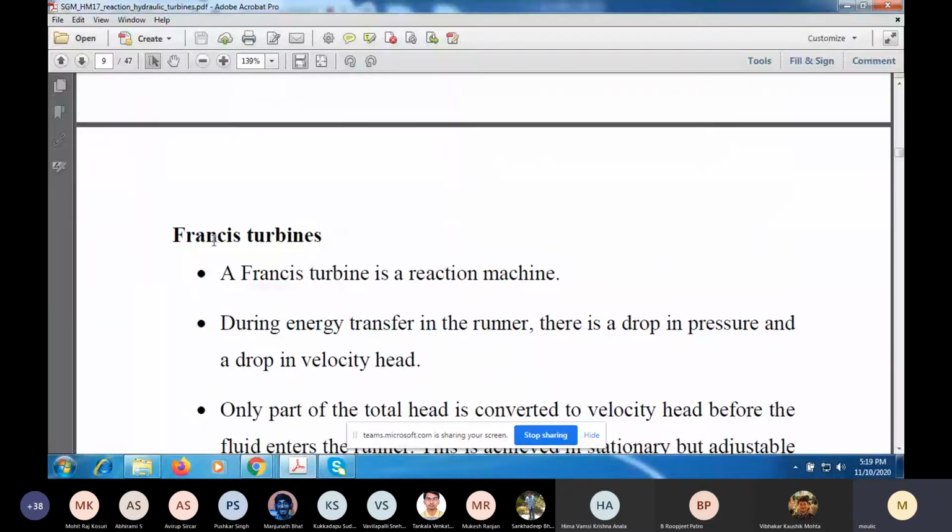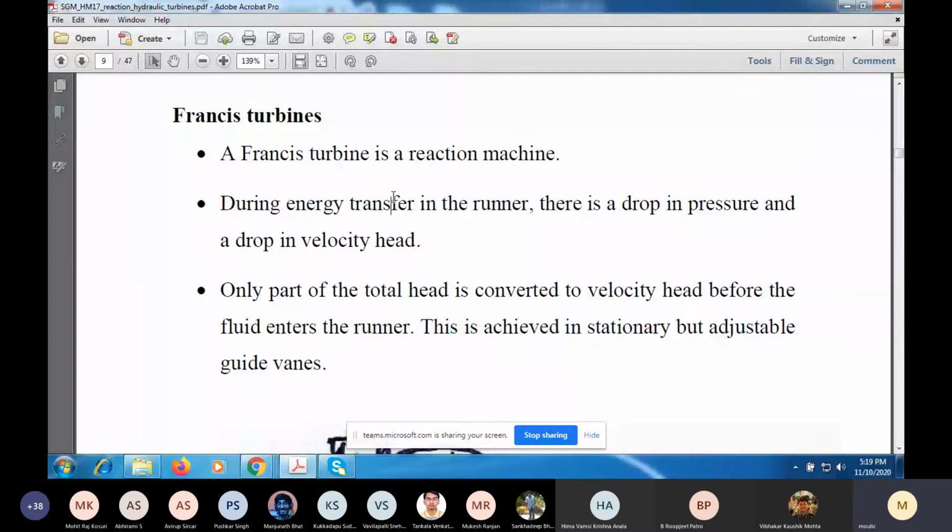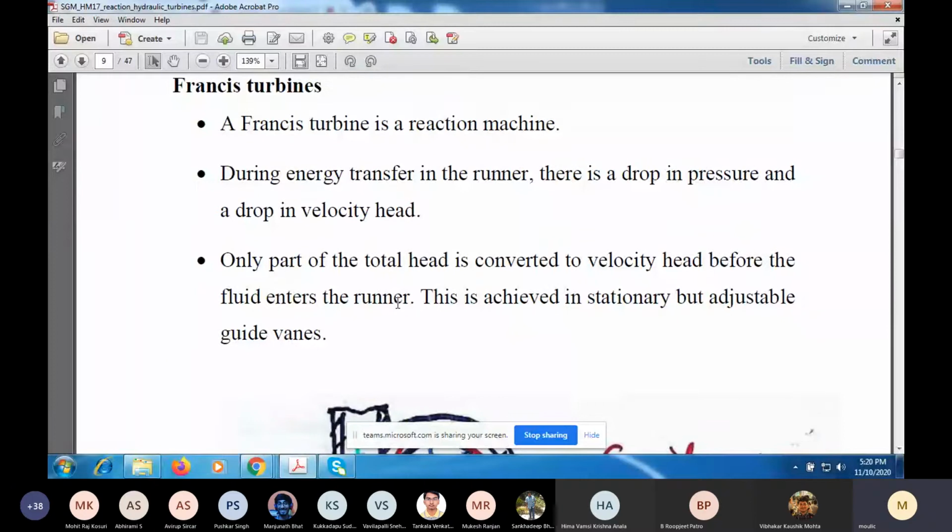So the Francis turbine is a reaction turbine. During the energy transfer, there's a drop in the pressure as well as a drop in the velocity. So both the energy associated with the pressure and the kinetic energy are converted to useful energy. Now, in the case of a Pelton turbine, the pressure is constant in the runner, but there is a pressure drop taking place in the nozzle. In the case of a reaction turbine, only part of the total head is converted to velocity head before the fluid enters the turbine. But in the case of the Pelton turbine, the entire available head is converted to velocity head at the exit of the nozzle, and then that high-speed jet of liquid strikes the blades of the turbine.